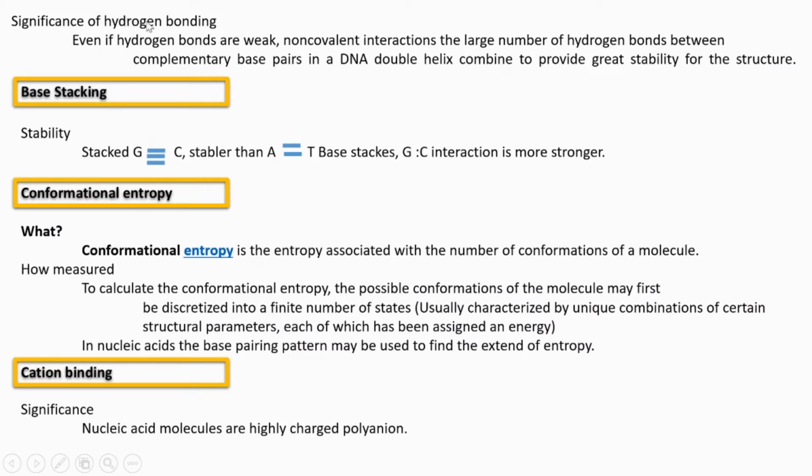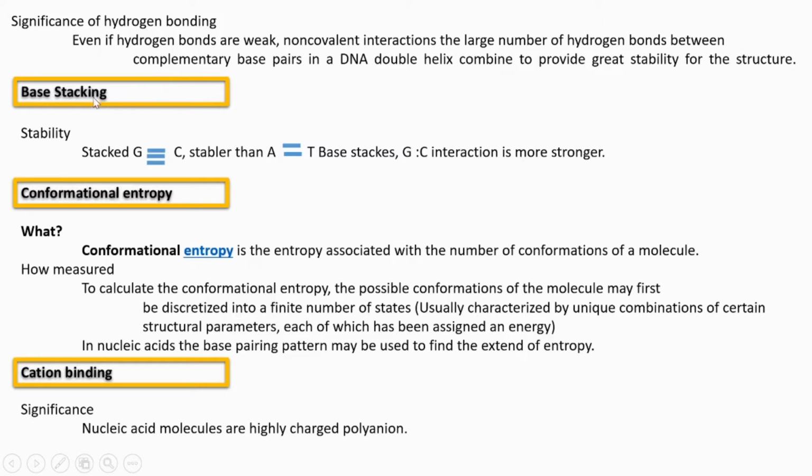What is the significance of this hydrogen bond? These bonds are very weak. We know that they are very weak. But even if they are weak, as the number of hydrogen bonds is more, more hydrogen bonds give enough strength and stability to the double helix. If we consider a single hydrogen bond, we know that it is very weak. But as numerous hydrogen bonds are present in one double helix, it gives enough strength for that double helix to make it more stable.